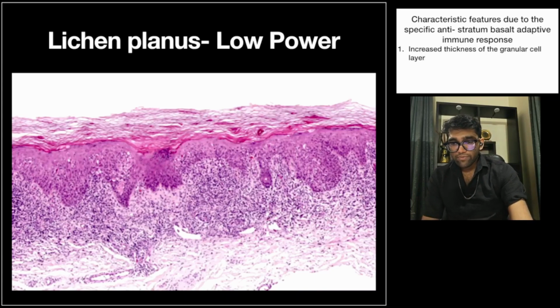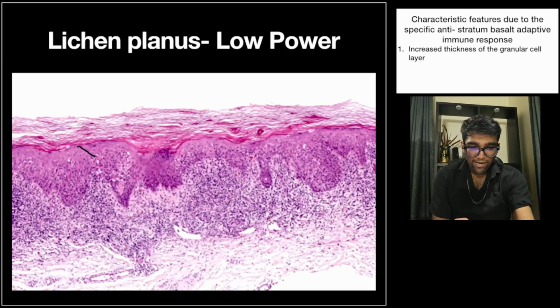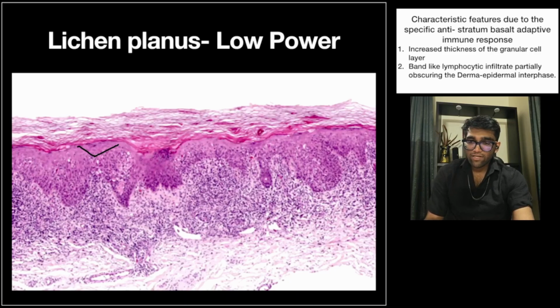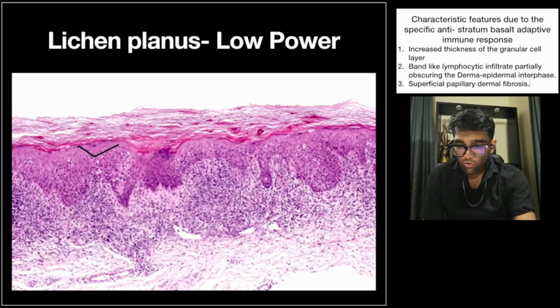Now the granular cell layer is actually thickened, and this is more prominent than you would find in normal skin. It's so prominent that even in low power, I can look at it and tell you that that is the granular cell layer. Then we have this band-like infiltrate of lesions that in some parts is obscuring the dermoepidermal junction. So in this lesion here, the band of lymphocytes is obscuring the dermoepidermal junction. Then we also have some degree of superficial papillary dermal fibrosis. So here you see there is almost a pinkish hue to the superficial papillary dermis.